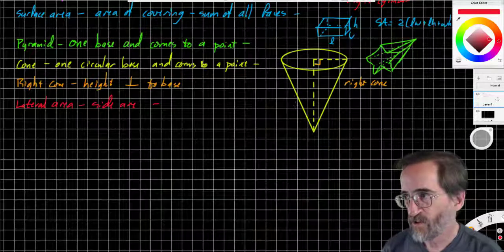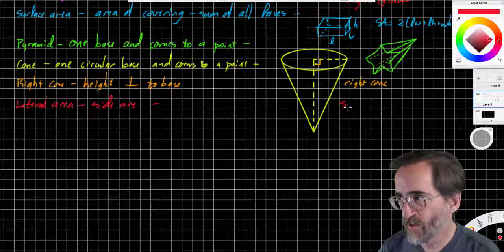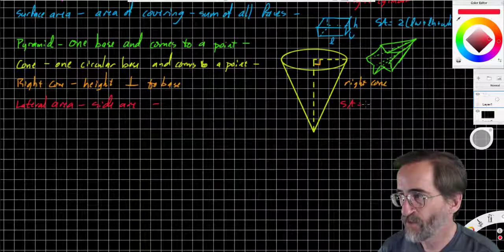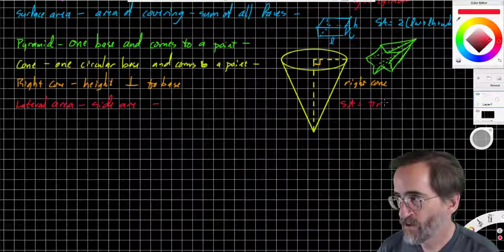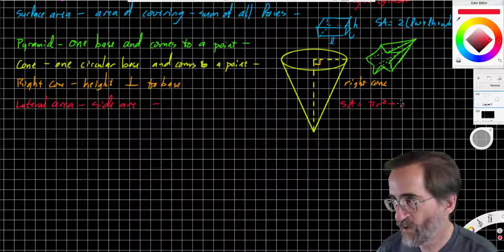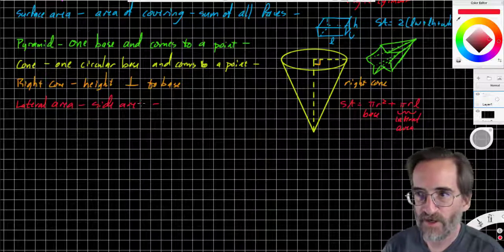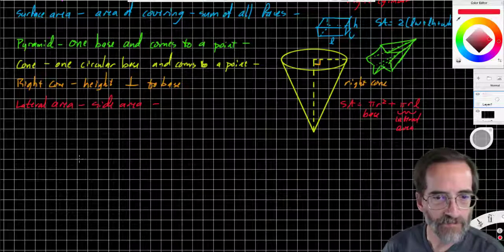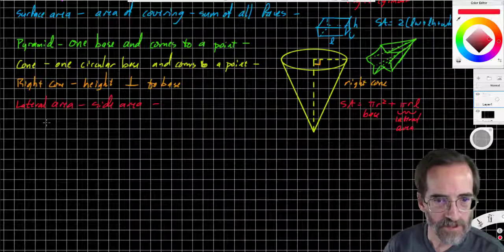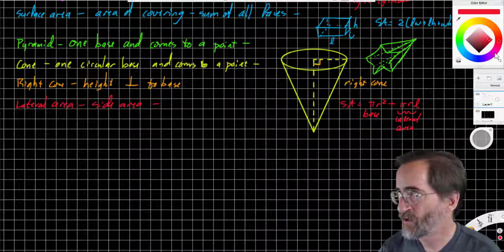Okay, so the surface area of a right circular cone is pi r squared plus pi rl. The pi rl is the lateral area. And the pi r squared is the base. Side area. Okay. All right. Height we've already defined. Let's see. Slant height. We need slant height.